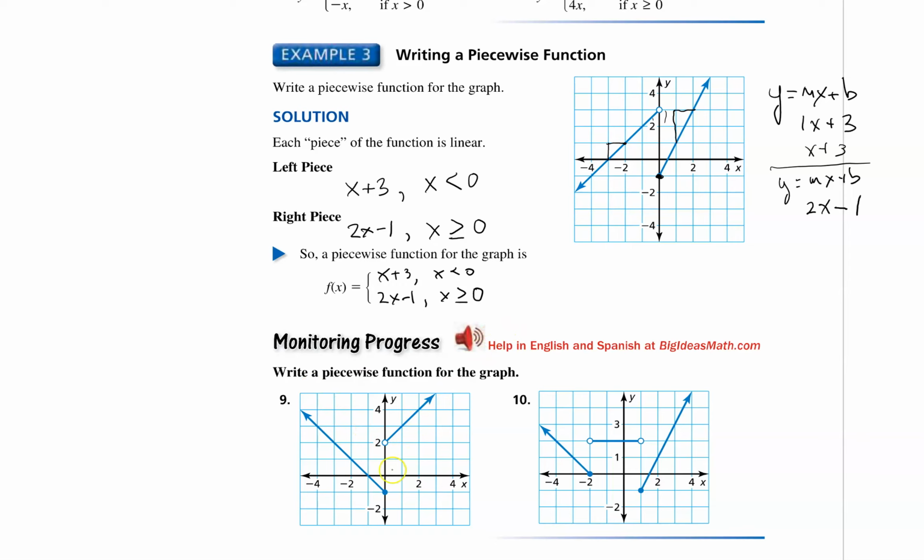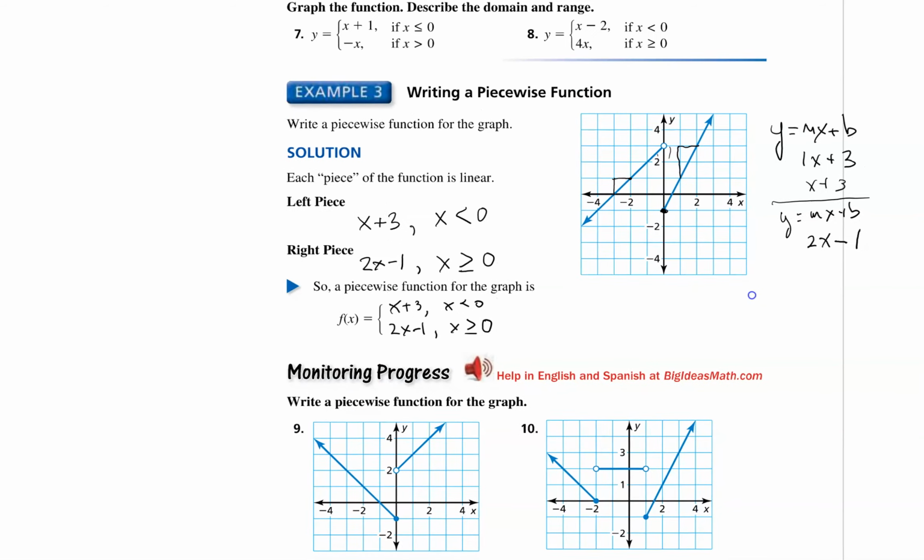Write a piecewise function for the graph. Go ahead and practice your own, numbers 9 and 10, as well as numbers 7 and 8 above.